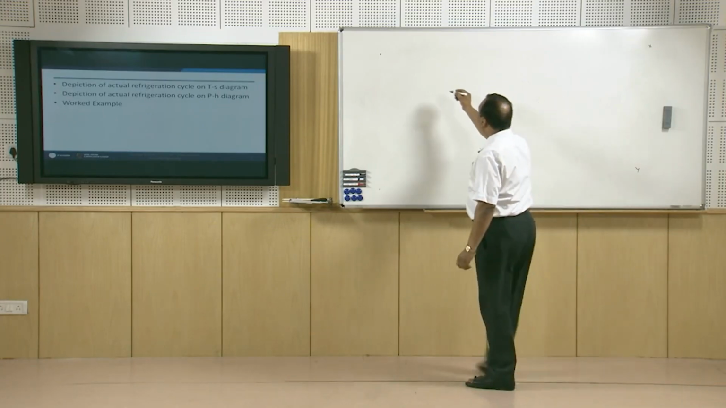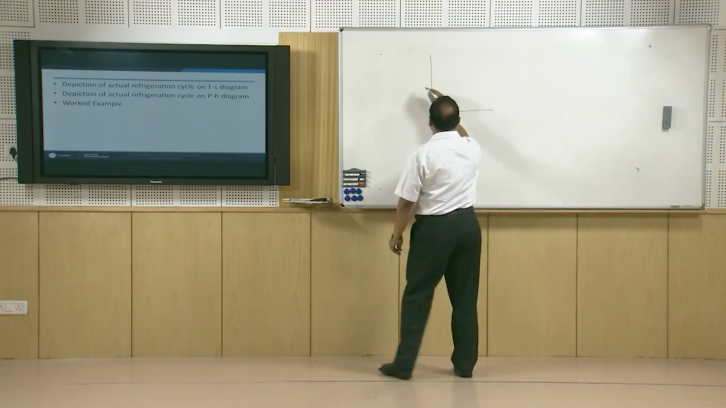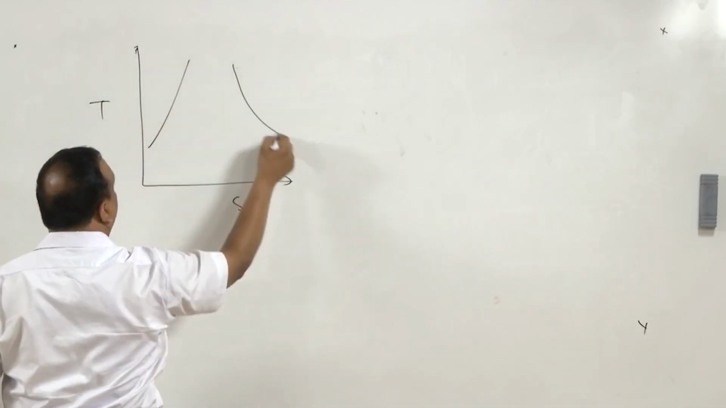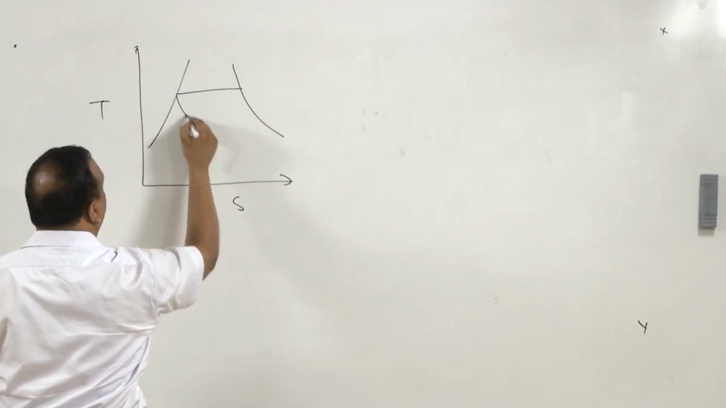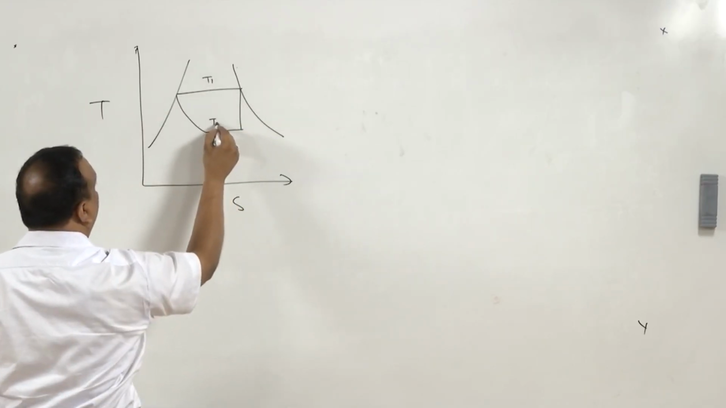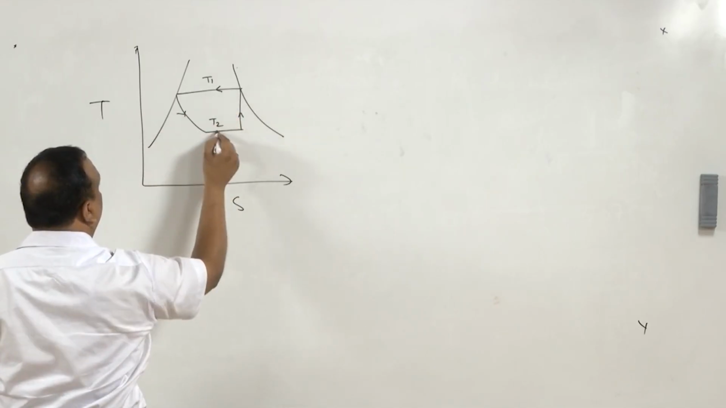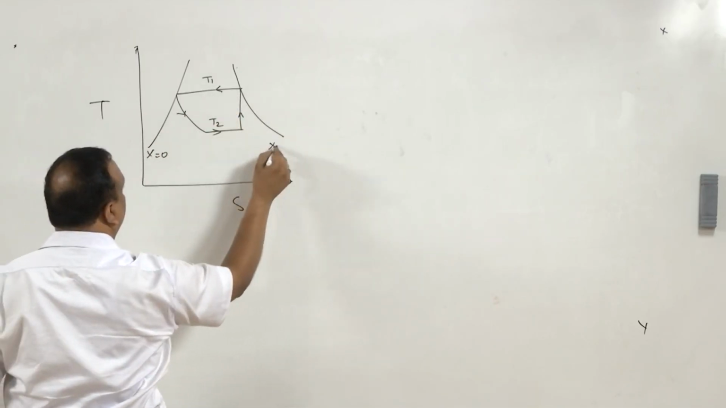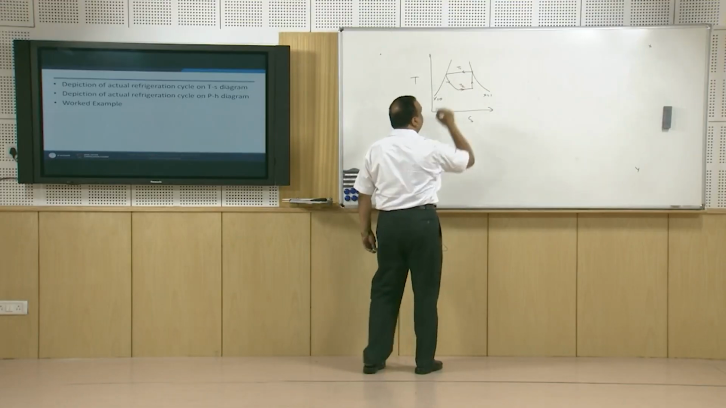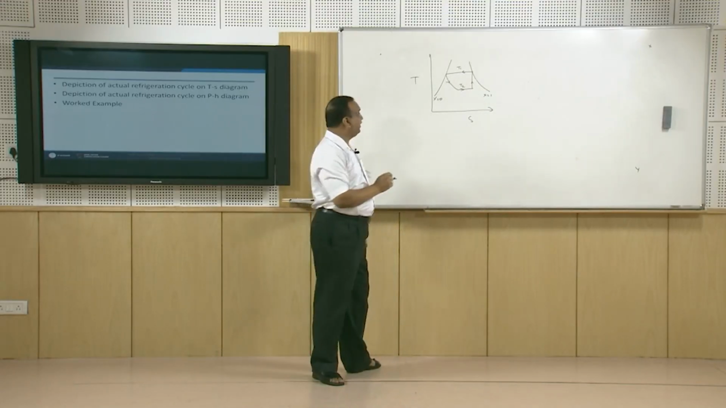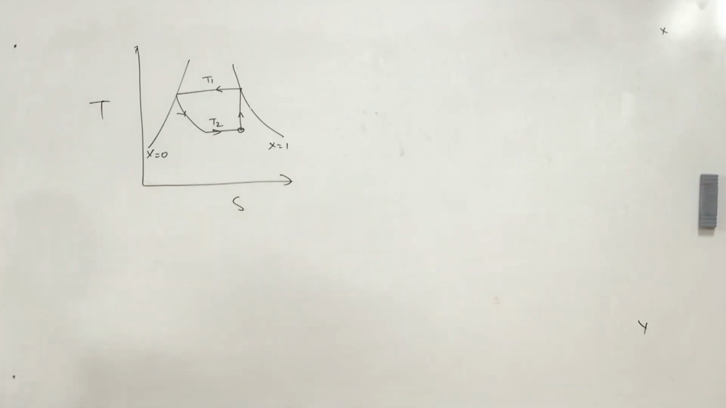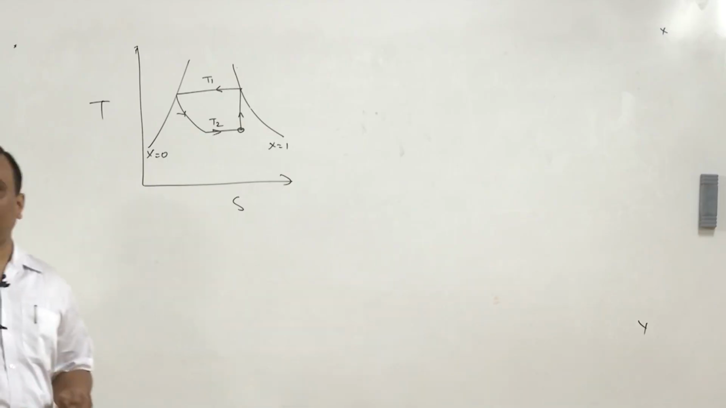Now, as we know, on a temperature entropy diagram, so far we have analyzed a vapor compression cycle operating between two temperatures T1 and T2, and the vapor is saturated after the compression. It means the vapor which is coming from the evaporator and entering the compressor is wet vapor. In actual practice, this situation is avoided.